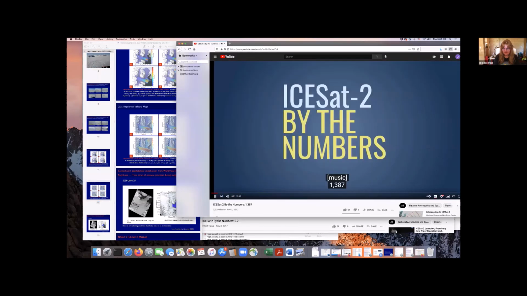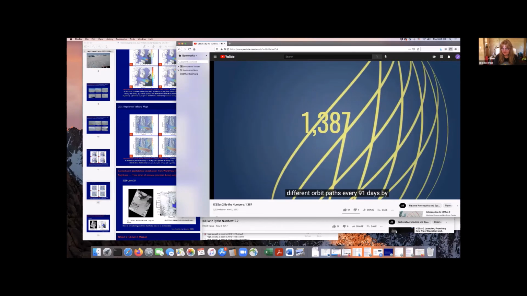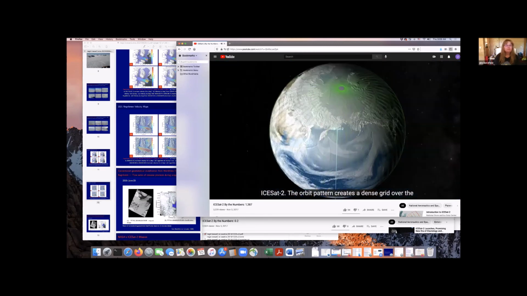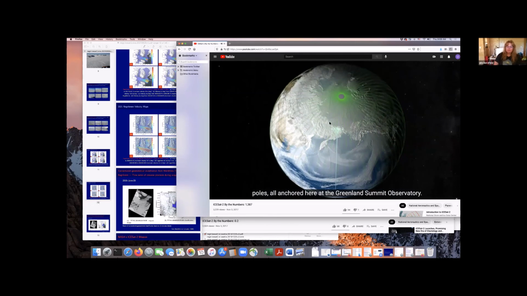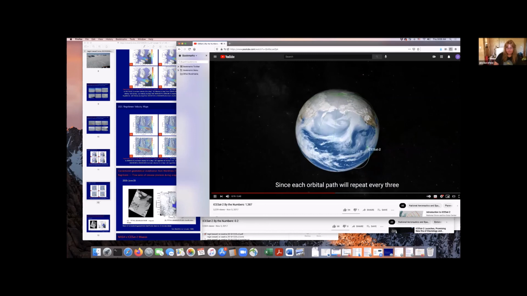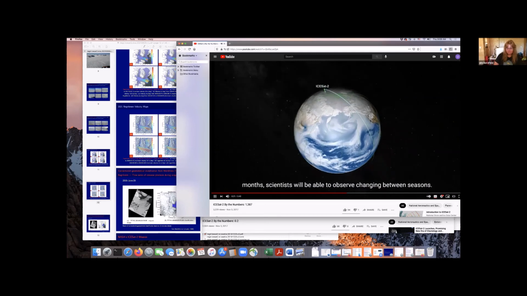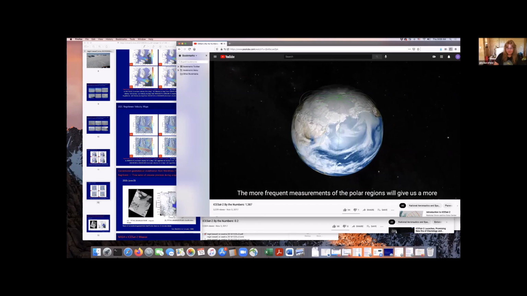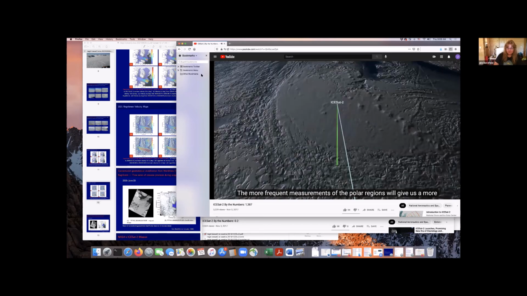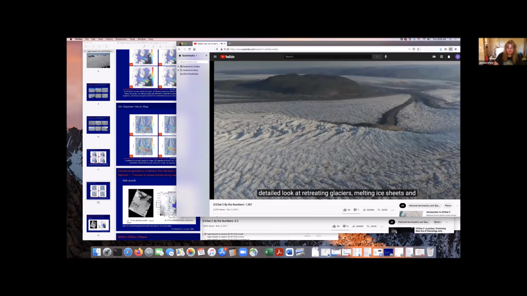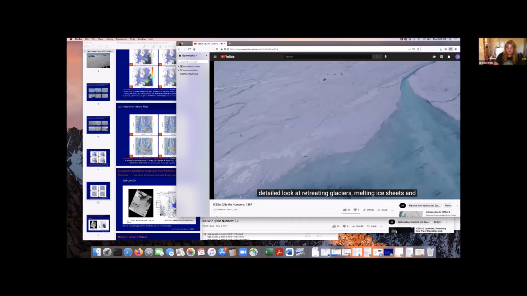1,387 different orbit paths every 91 days by ISAT-2. The orbit pattern creates a dense grid over the poles, all anchored here at the Greenland Summit Observatory. Since each orbital path will repeat every 3 months, scientists will be able to observe ice changing between seasons. The more frequent measurements of the polar regions will give us a more detailed look at retreating glaciers, melting ice sheets, and thinning sea ice, and the global impacts of those changes.